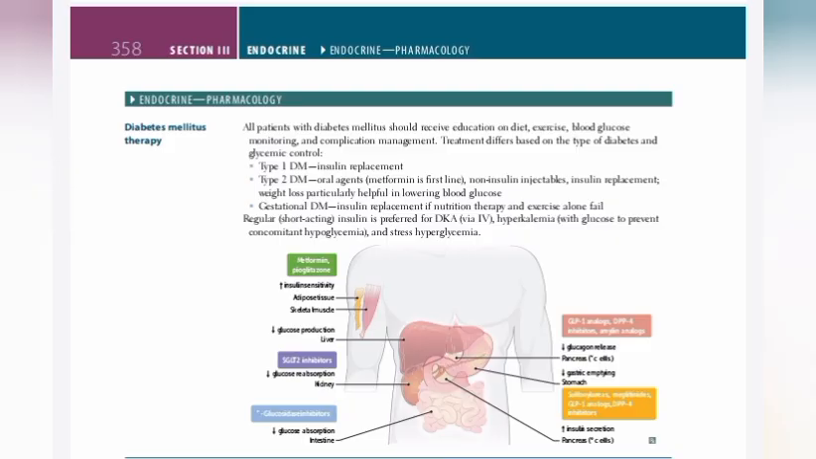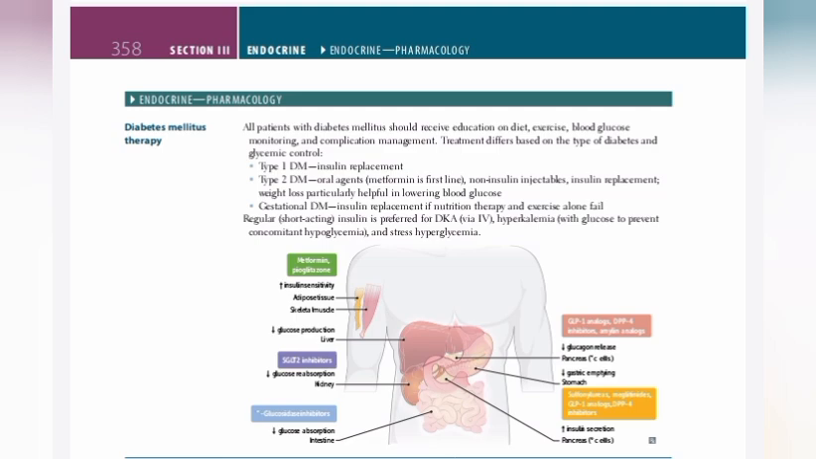The other one is sodium glucose co-transporter 2, SGLT2 inhibitors. SGLT2 inhibitors include canagliflozin, empagliflozin, and dapagliflozin. It acts on kidney and decreases glucose absorption. Alpha glucosidase inhibitors, as we have already discussed, act on intestine and they decrease glucose absorption there.